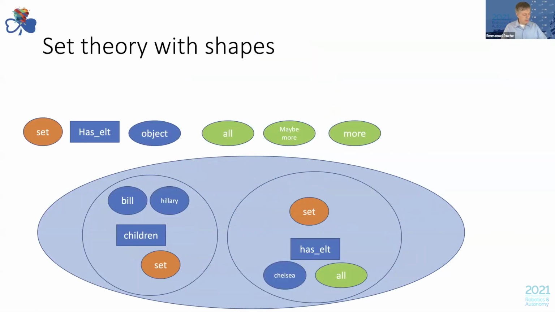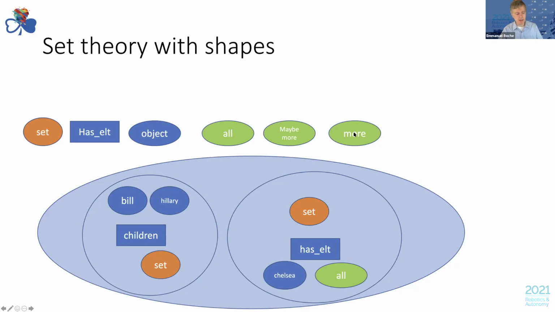So let me give an example. Let's go back to set theory. What would be a way that we think about sets? Maybe an example is here. To have set theory, I need to have what is a set. So that's a shape. That's another shape. That's a fact to have an element, an object. That's really anything. But then you have these three special shapes, which mean all, or maybe more.